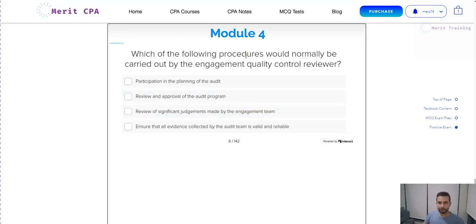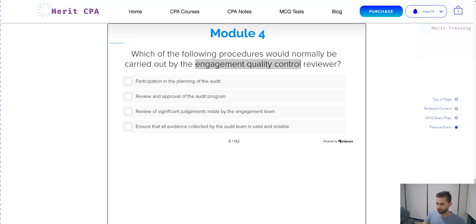So which of the following procedures would normally be carried out by the engagement quality control reviewer? A, participation in the planning of the audit. B, review and approval of the audit program. C, review of significant judgments made by the engagement team. D, ensure that all evidence collected by the audit team is valid and reliable. So what I would do is just do a Control F for engagement quality control reviewer in the notes, and we will look up the responsibilities of this person.